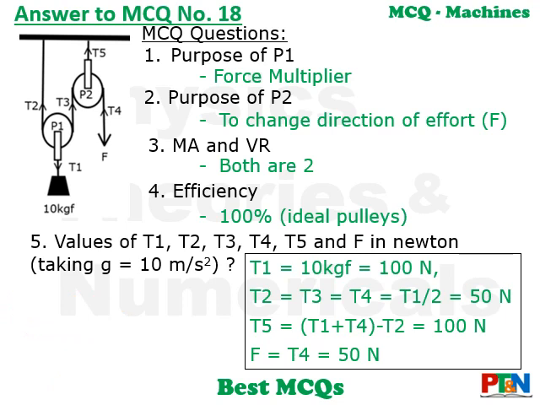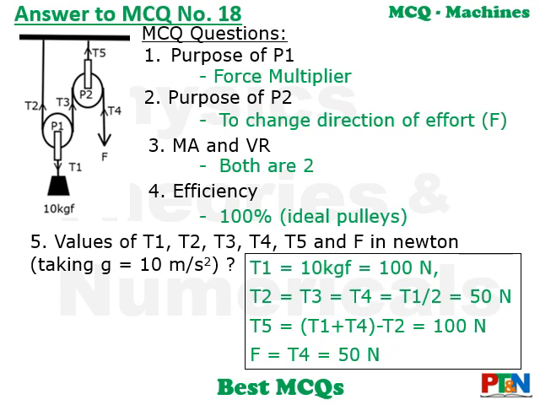The answer is T1. You look at T1. T1 is basically holding the load 10 kgf. So T1 is 10 kgf, that is 100 Newton. T2, T3, T4, this tension, all of them are equal, and that is T1 by 2, because T2 and T3, that is T1 by 2, and T4 will also be the same tension, that is all three of them are 100 by 2, that is 50 Newton.